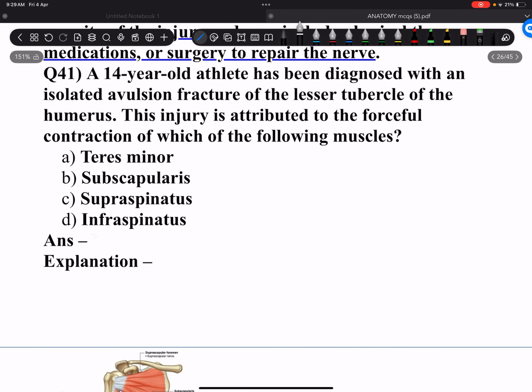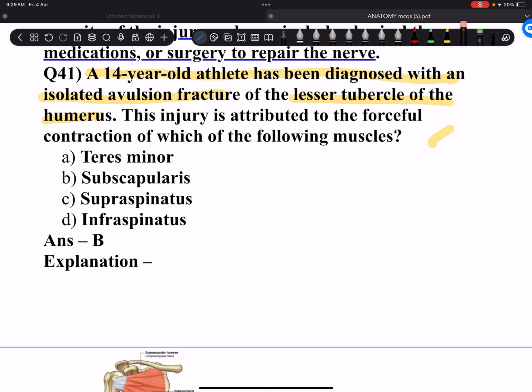Question 41. A 14-year-old athlete has been diagnosed with an isolated avulsion fracture of the lesser tubercle of the humerus. This injury is attributed to the forceful contraction of which of the following? Teres minor, subscapularis, supraspinatus, infraspinatus. Yeah, subscapularis. So the answer is subscapularis.